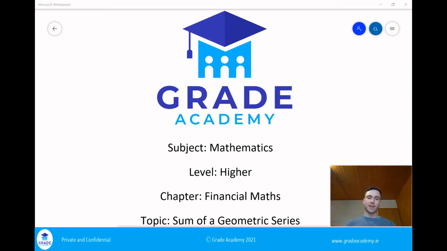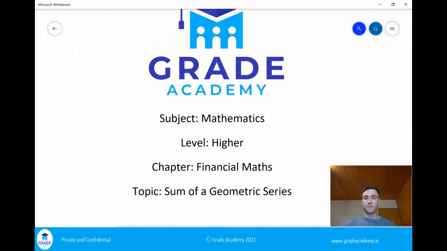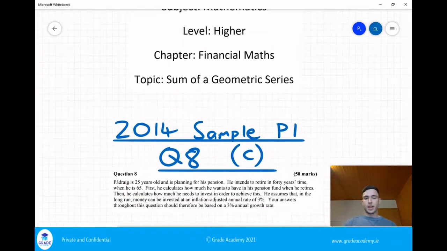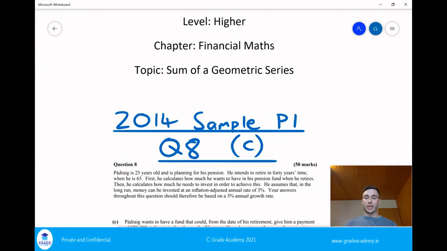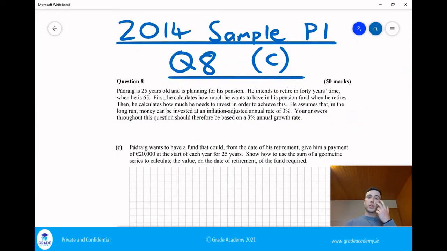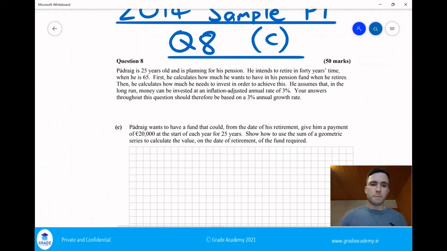So today we're going to be having a look at how we can use the sum of a geometric series formula to solve different financial maths questions. Okay, so I'm not going to lie to you, these are really difficult. However, the only way to get good at them is to constantly do exam papers, book questions, and just constantly be practicing the process. So we're going to try the 2014 sample paper 1, question 8, part C.